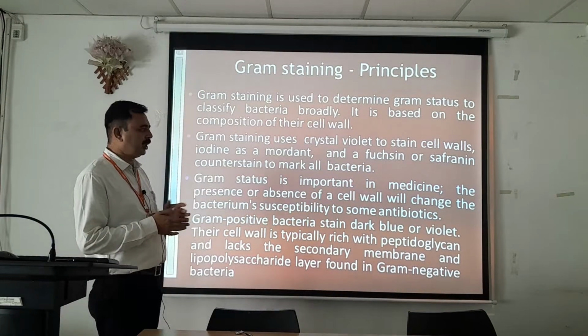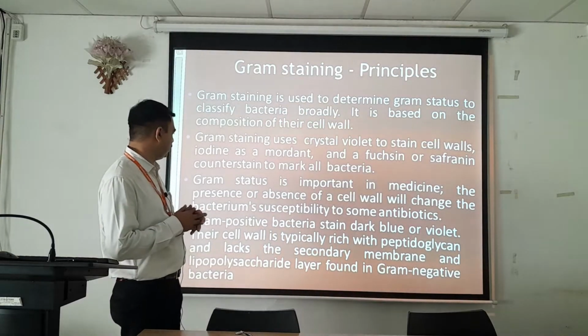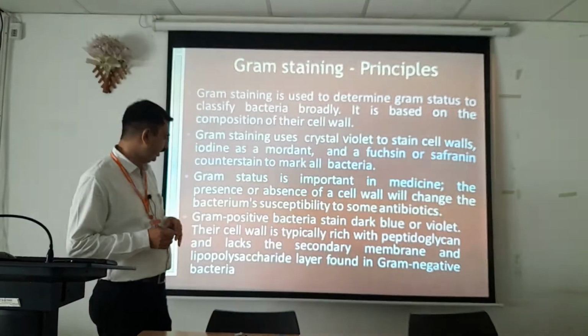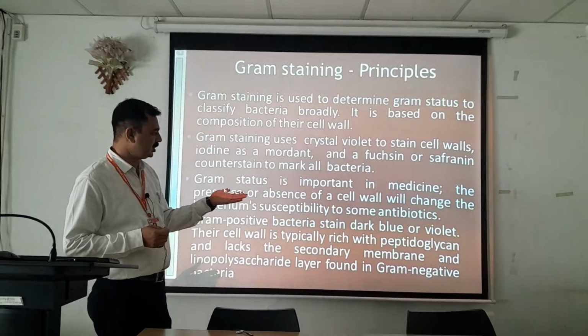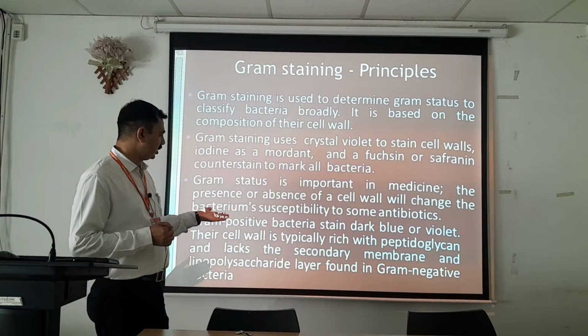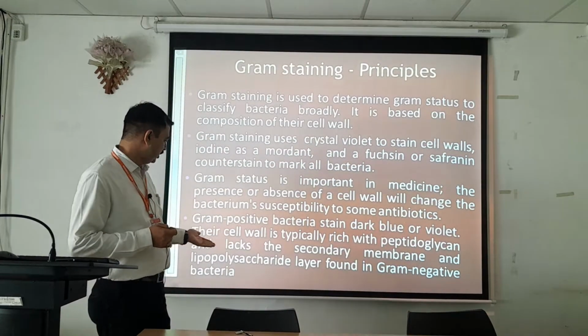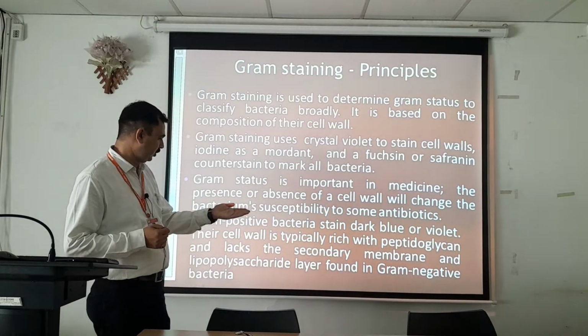So gram staining is important in medicine. What is the application of gram staining? The presence or absence of a cell wall will change the bacterium's susceptibility to some antibiotics. Gram positive bacteria stain dark blue or violet. Their cell wall is typically rich with peptidoglycan and lacks the secondary membrane and lipopolysaccharide layer found in gram negative bacteria.